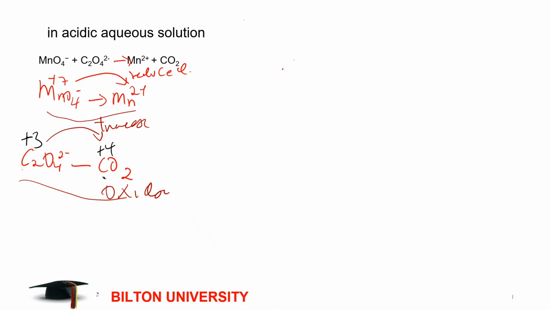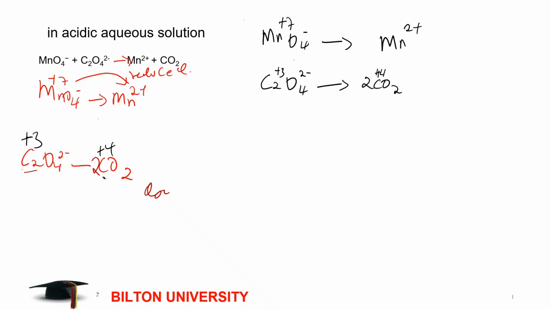From here we can proceed by balancing. The next thing we need to do is to balance all the atoms except oxygen and hydrogen. So we don't need to balance manganese here, but we'll look at the oxalate. On this side we have 2 carbons, on this side we have 1 carbon, so we can put 2 there to balance the carbon. So we have balanced our carbon in the oxalate, with 2 carbons on both sides.